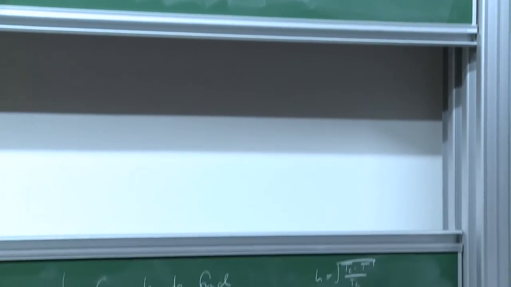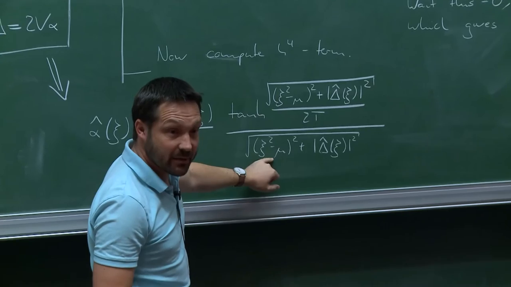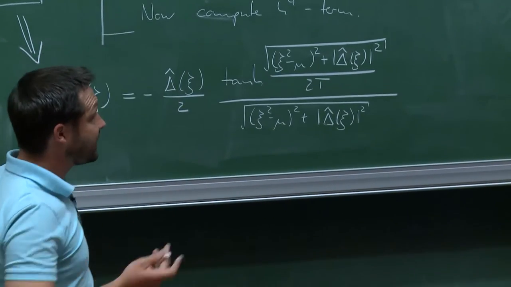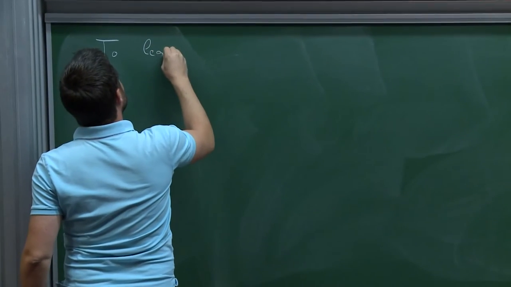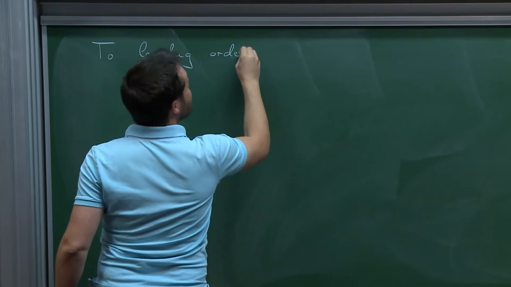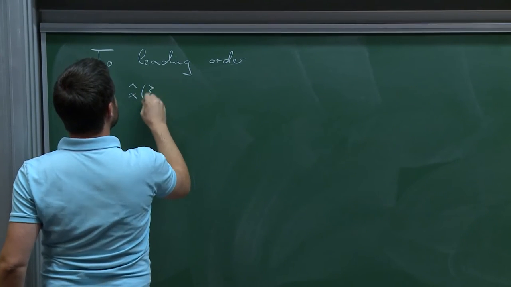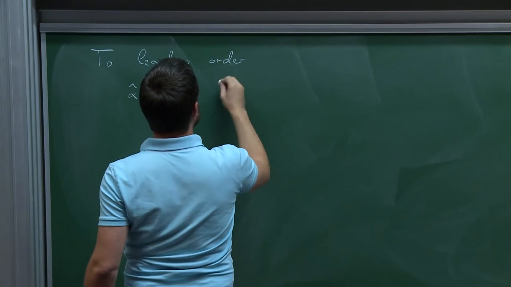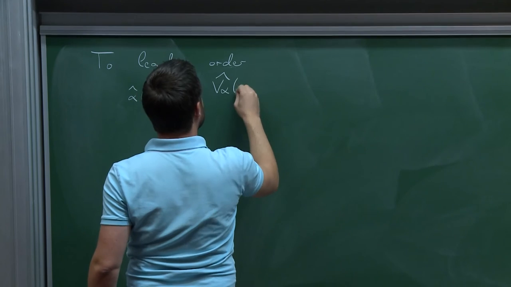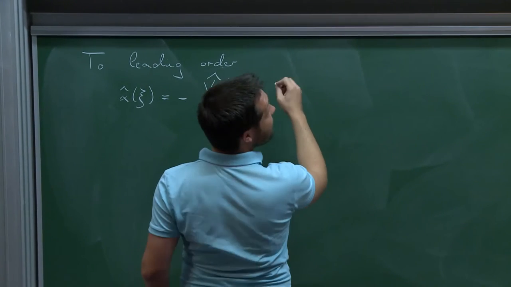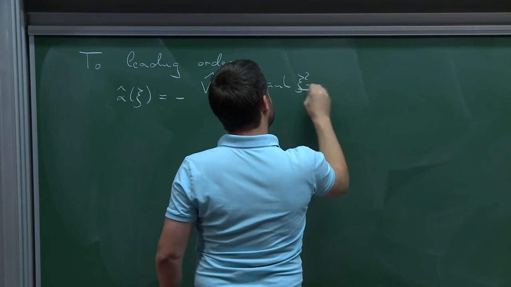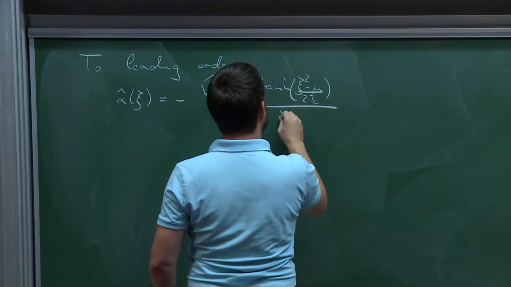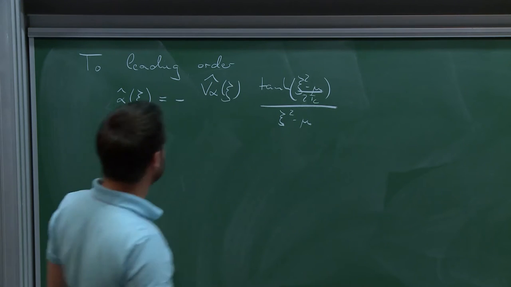We get exactly this tanh of psi squared minus mu divided by psi squared minus mu, which is exactly our old KT operator, 1 over it. So to leading order, on the left side there's nothing to say about leading order. But on the right side, I have minus delta. Let me write this V alpha hat of psi. The twos cancel each other, and then there is a tanh with 2Tc divided by psi squared minus mu, and that's it.